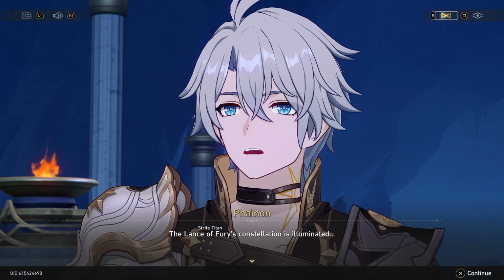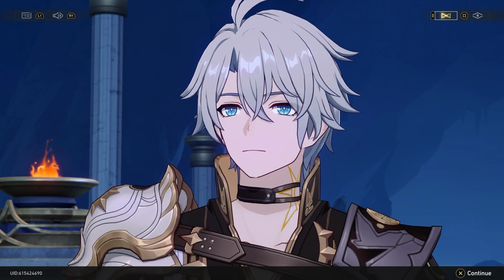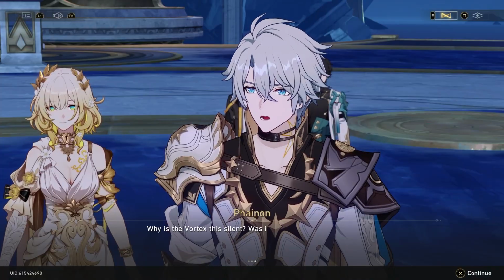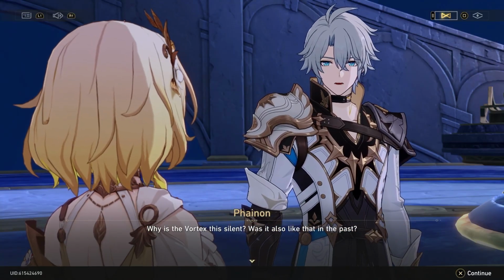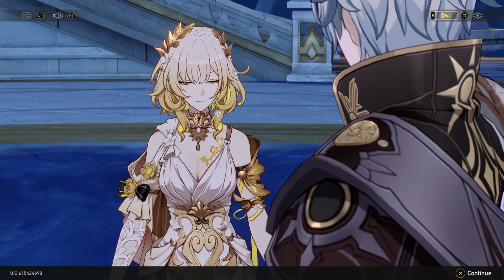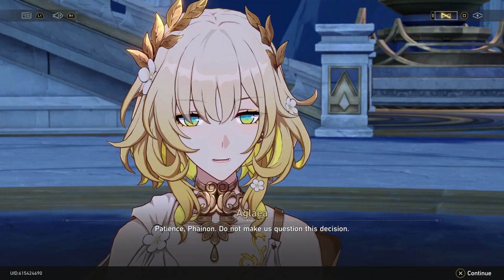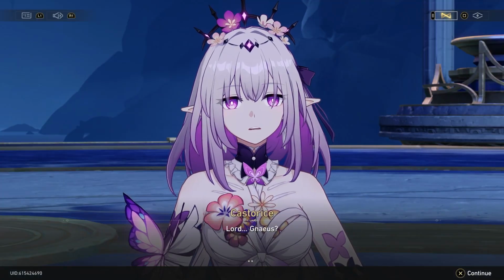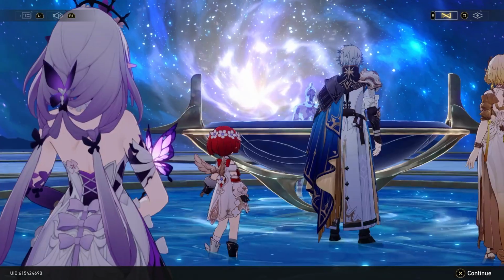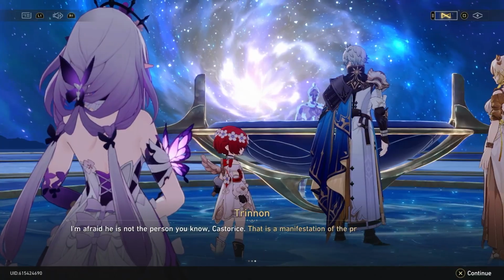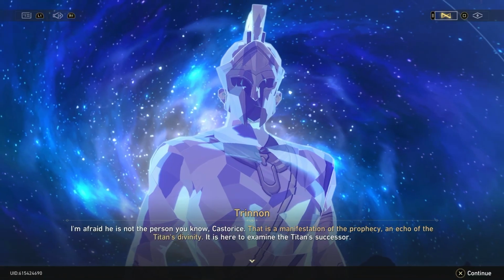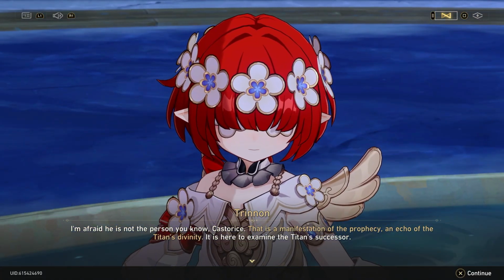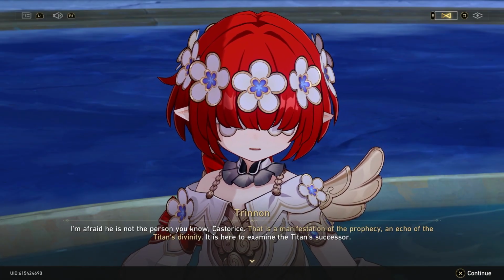The Lance of Fury's constellation is illuminated. Why is the vortex this silent? Was it also like that in the past? Patience, Phainon. Do not make us question this decision. Lord Naius? I'm afraid he's not the person you know, Castorus. That is a manifestation of the prophecy, an echo of the Titan's divinity. It is here to examine the Titan's successor.